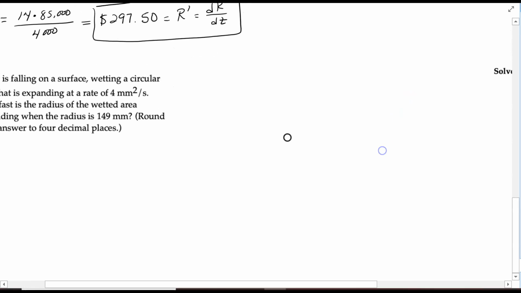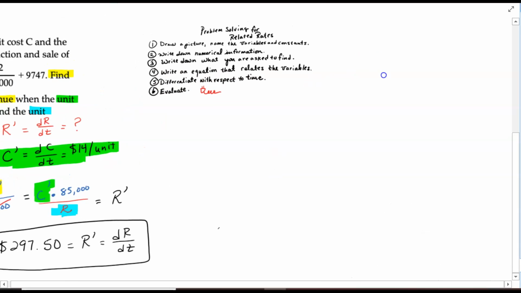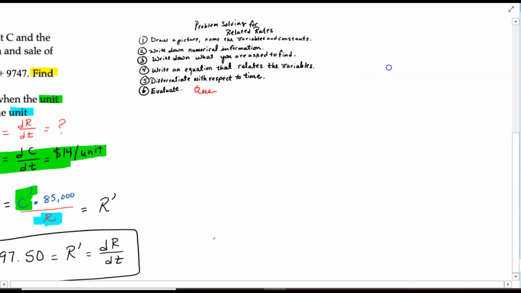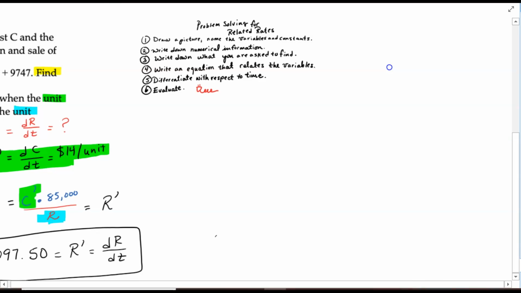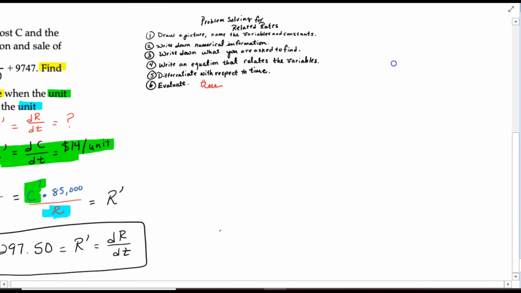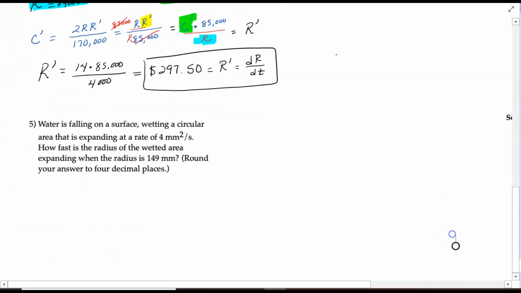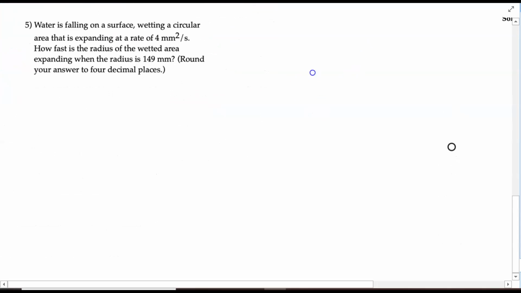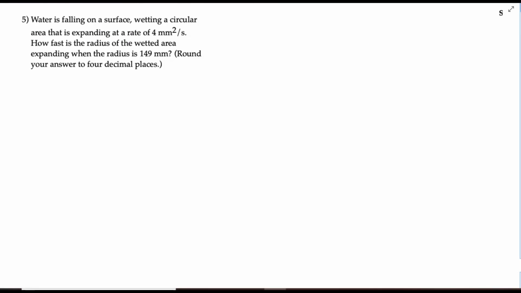But if you go back to the problem solving process, I mentioned that. Okay, so let's take a look at that problem solving process real quick. I said, draw a picture. Name the variables and constants. Write down numerical information. Write down what it is you're asked for. Write an equation that relates to the variables. So we've got to do all of that. All right. So let's think about this. A circular, let me underline it, a circular area. Okay. I should be thinking right now, area of a circle is pi r squared.